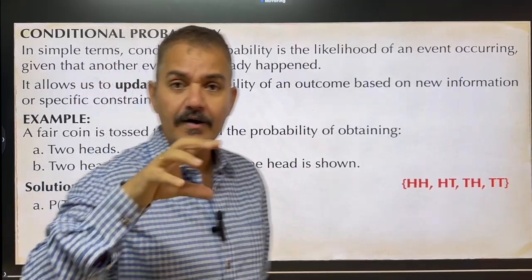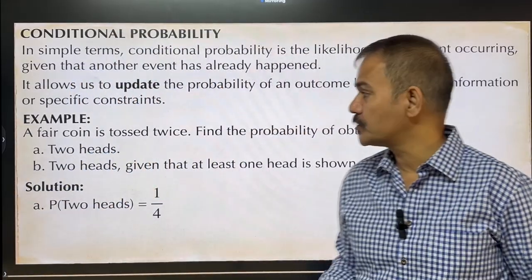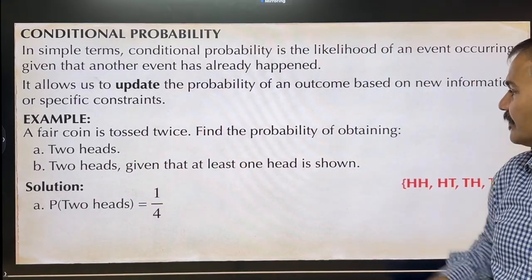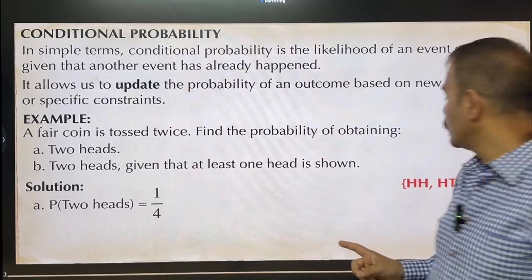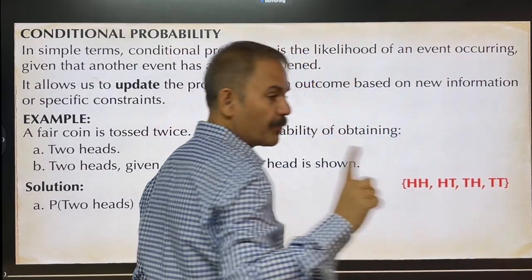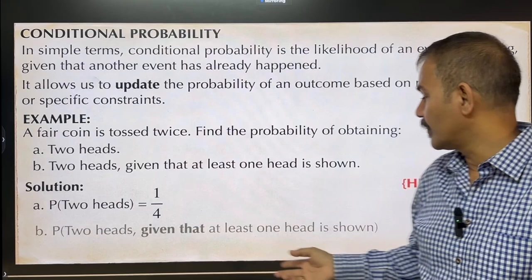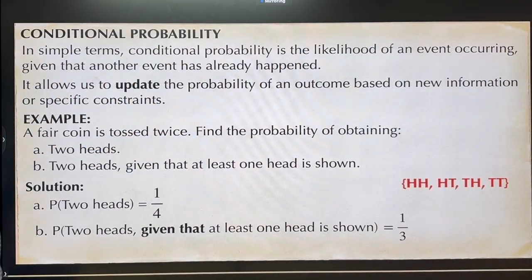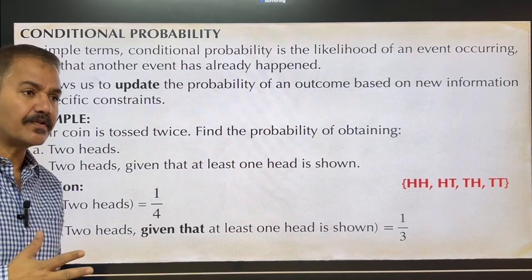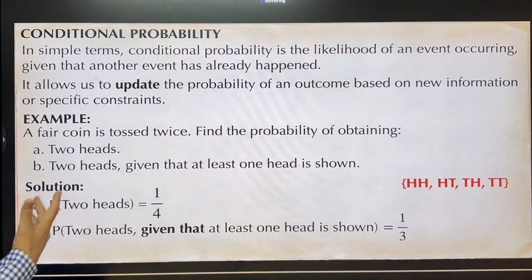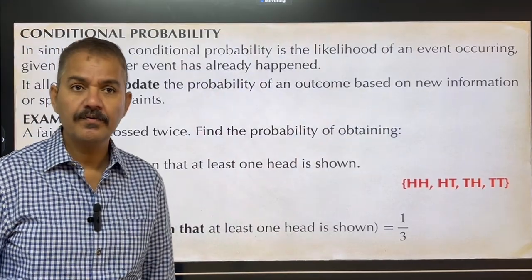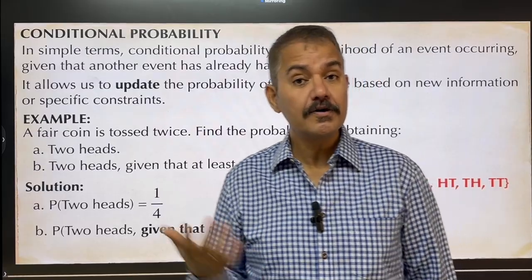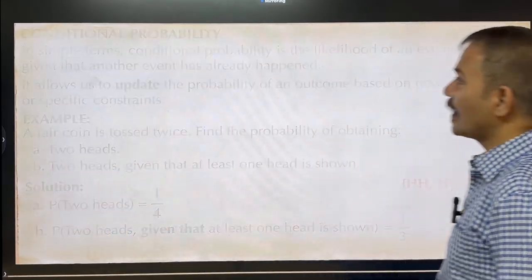Since we have updated under a condition, this is a question of conditional probability. So what will be the probability of getting two heads given that at least one head is shown? Two heads out of these 3 happens once, so this will be 1 upon 3, right? That's how we work on conditional probability. There are different scenarios and we approach questions on conditional probabilities differently. But the best way is with the help of a tree diagram.